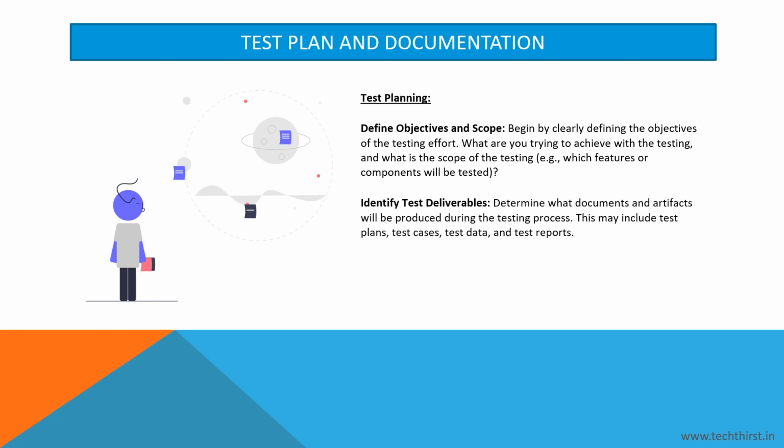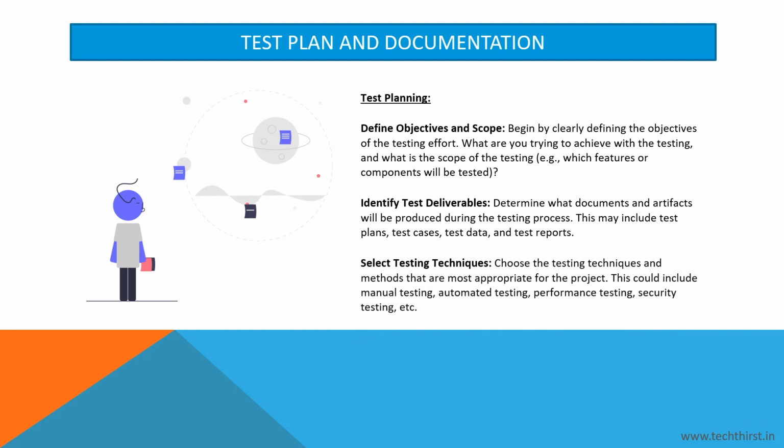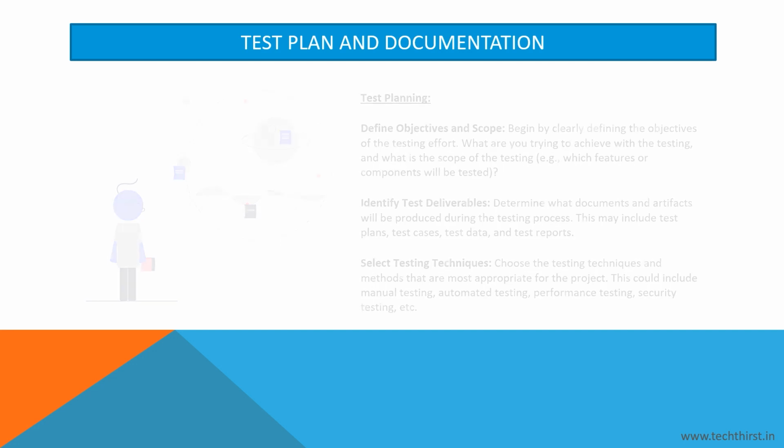Identify test deliverables. Determine what documents and artifacts will be produced during the testing process. This may include test plans, test cases, test data, and test reports. Select testing techniques. Choose the testing techniques and methods that are most appropriate for the project. This could include manual testing, automated testing, performance testing, security testing, etc.